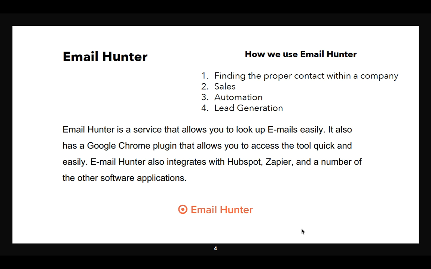So the old method that we would use is we would find a contact in an organization, we would go to LinkedIn, we would search for their name, etc. Took a lot of time, took a lot of fact checking, etc. With Email Hunter, you can find emails in as little as 5 seconds. And these are verified emails.